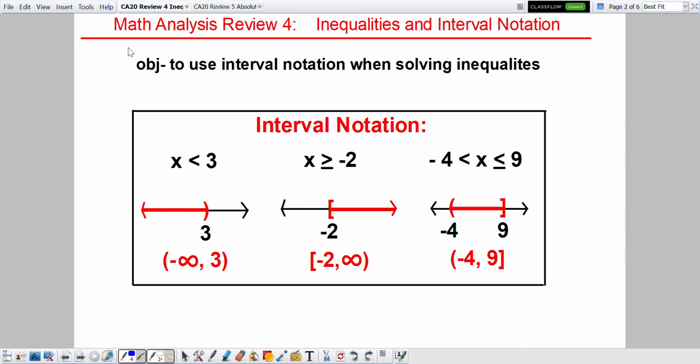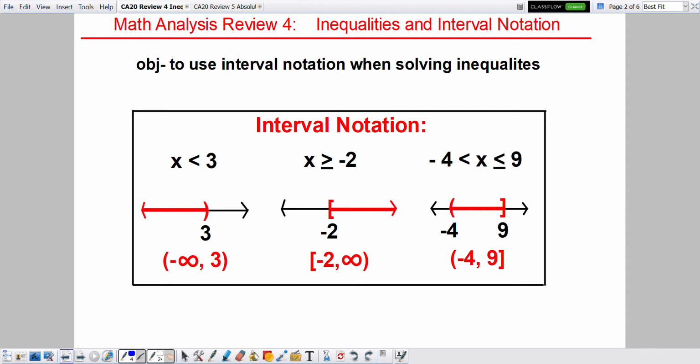Welcome back, Math Analysis. We're going to do review number 4 on solving inequalities and putting the answer in interval notation. I know that this is definitely a review topic that you've learned before, so we're going to cover it rather quickly. We're going to talk about just interval notation, solving inequalities, and then at the end we're going to do some compound inequalities where you have to separate them. And we'll just get started.